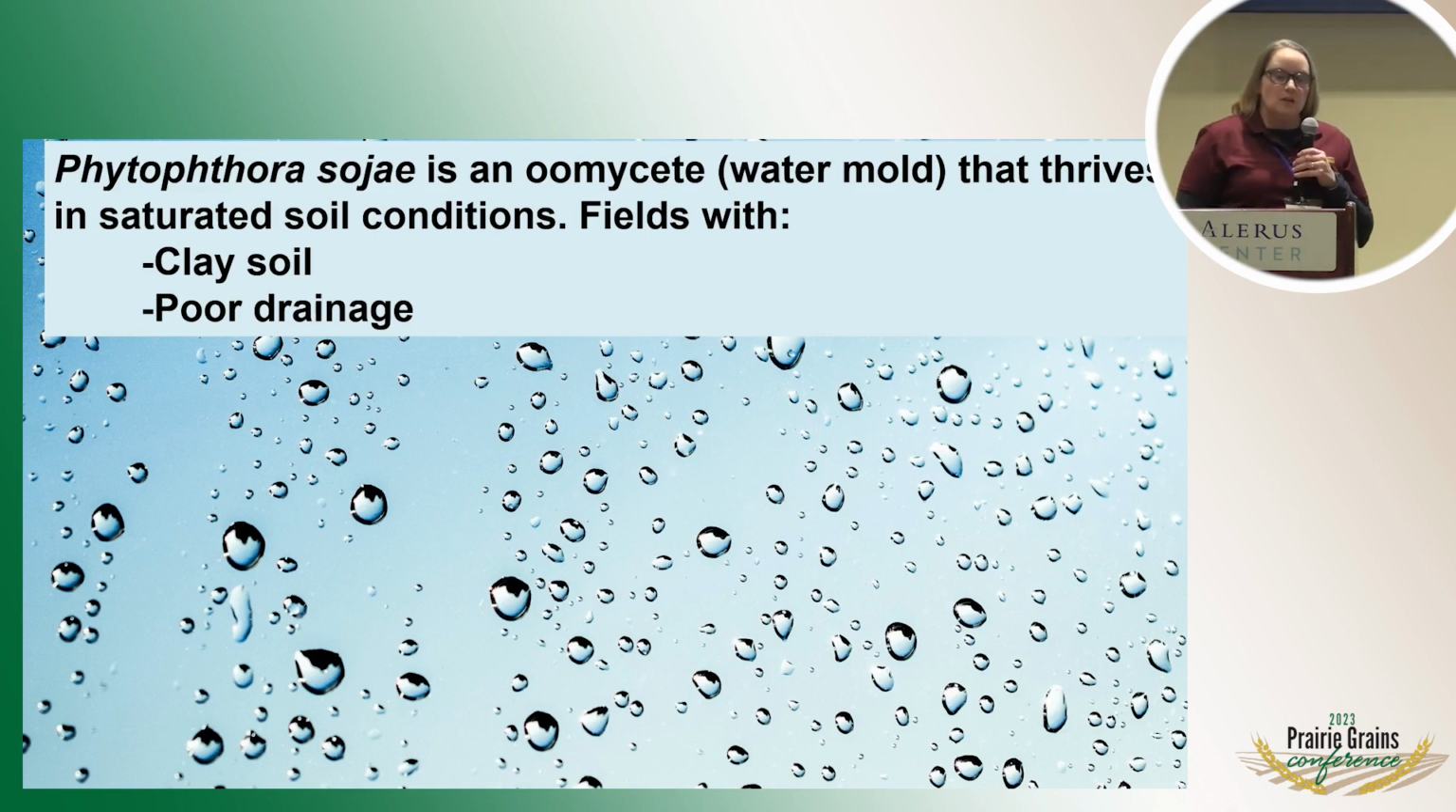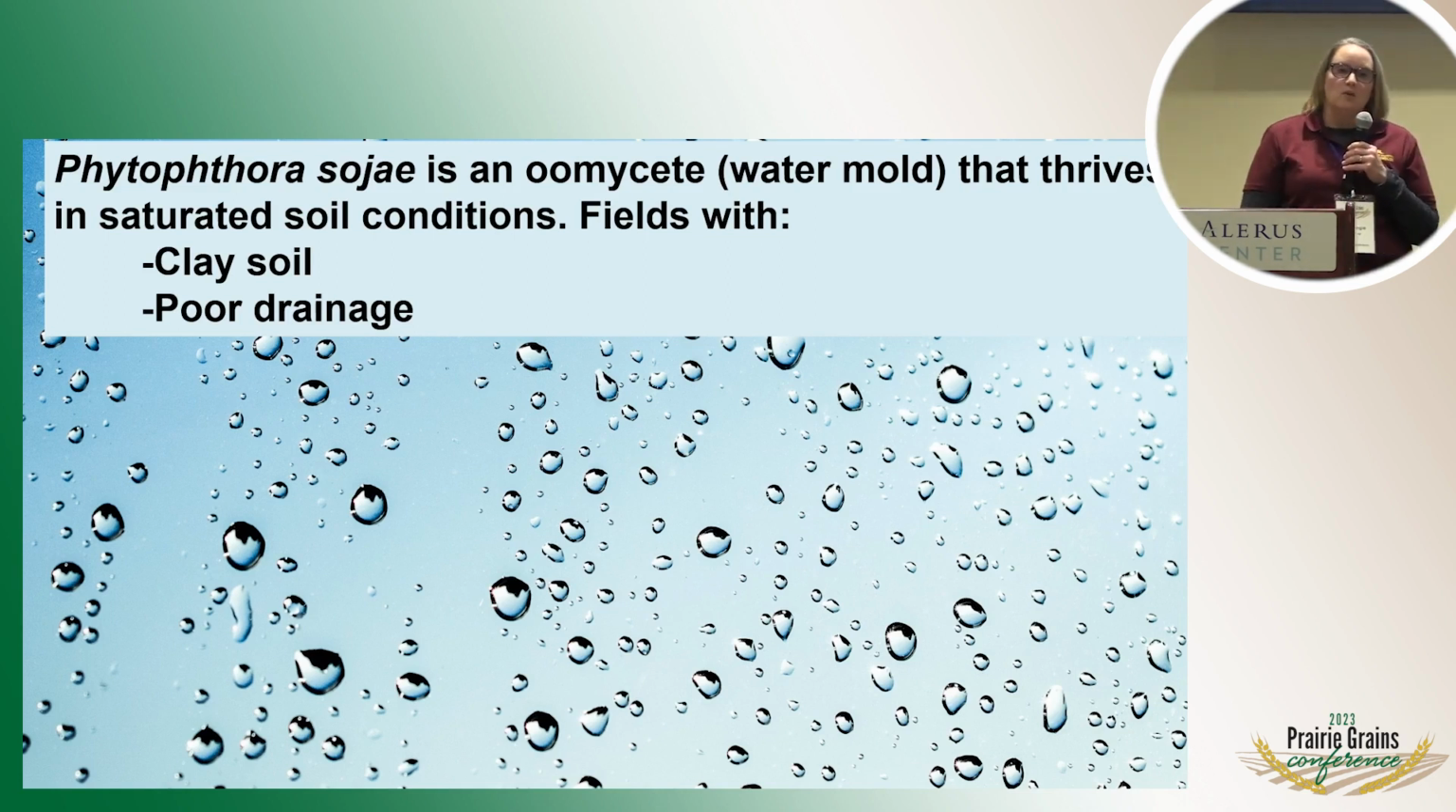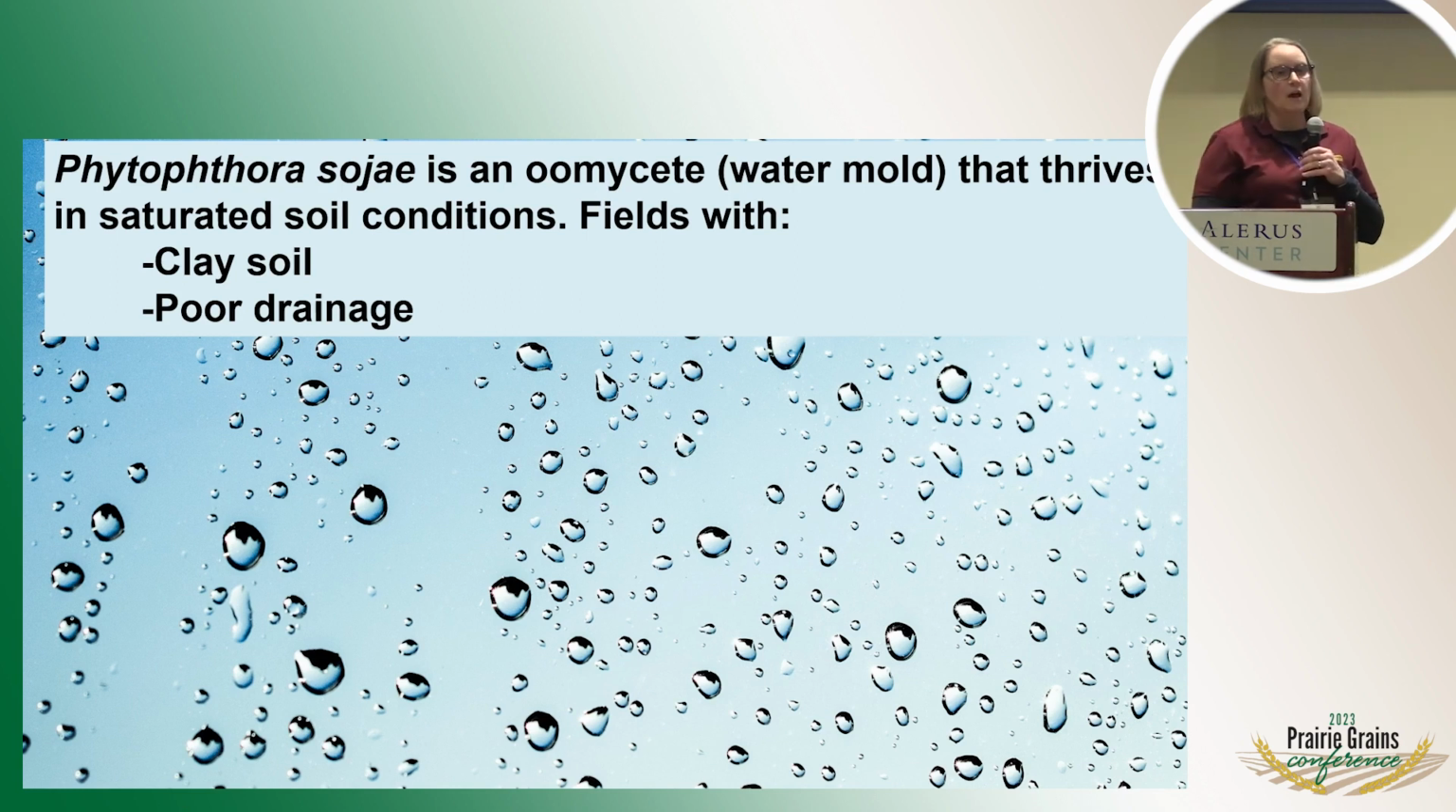So Phytophthora sojae is considered a water mold, and so it is really favored by saturated soil conditions. So soils with a heavy clay content, soils with poor drainage. Sound familiar? Those soils are at particular risk for Phytophthora root and stem rot.